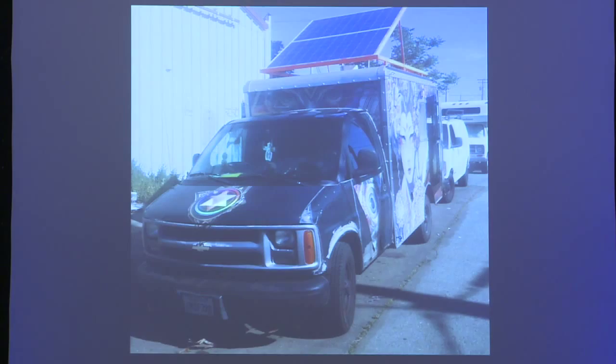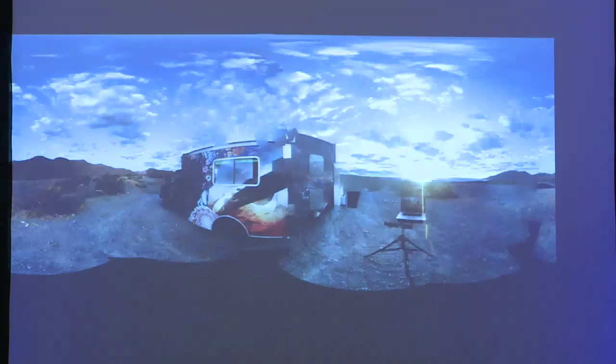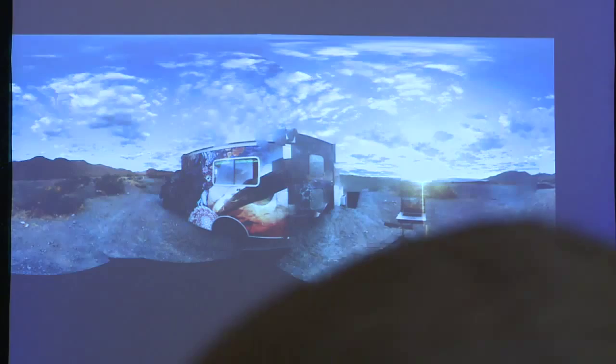I have some pictures over here. My studio for the past 2 years has been, this is it right here. This is the Night Rainbow, and it's solar powered. It's an ex-military delivery truck. And I set this thing up as a studio, and all my power was coming from the sun.